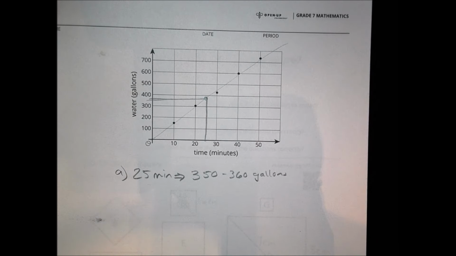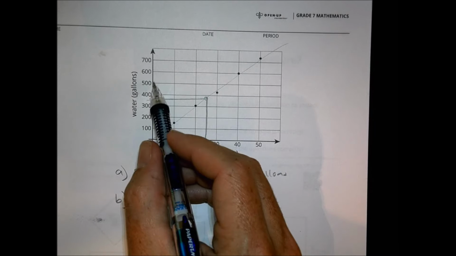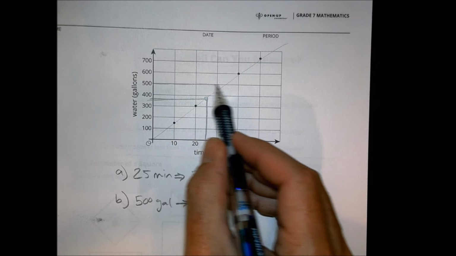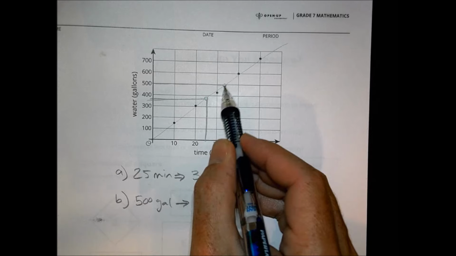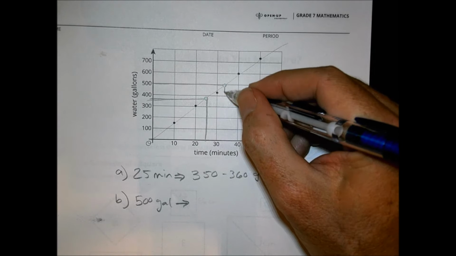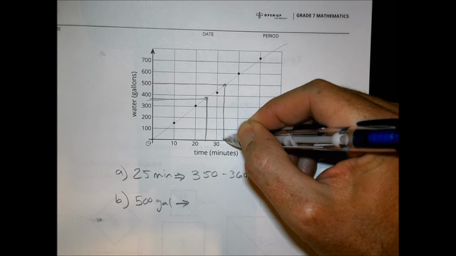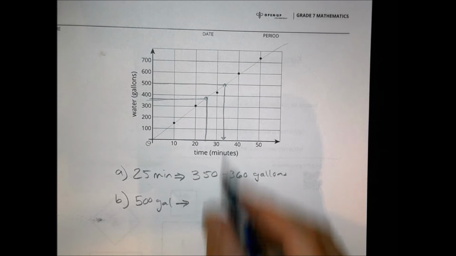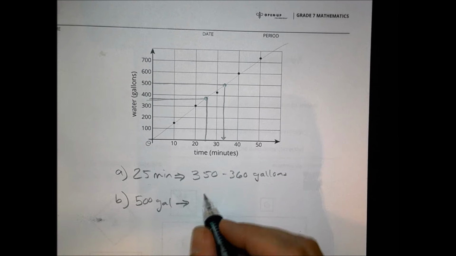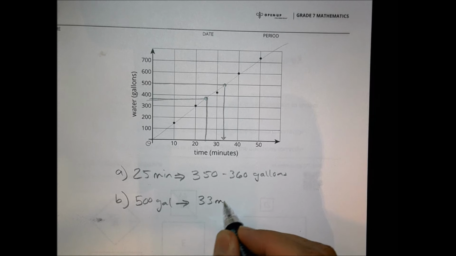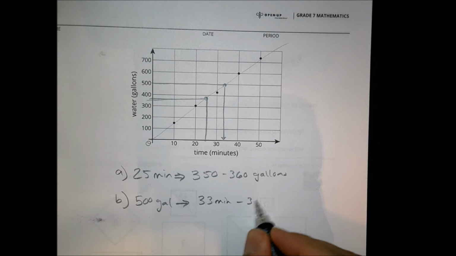Okay? For B, it says, approximately when were there 500 gallons in the pool? Well, 500's here. So again, I go across to 500 and find my point on my imaginary line. Now I'm going to come down to here and say, where is that happening? Somewhere about there. Maybe that's happening between 33 minutes or maybe 35 minutes, somewhere in that range. It's happening there where I'm going to have 500 gallons.